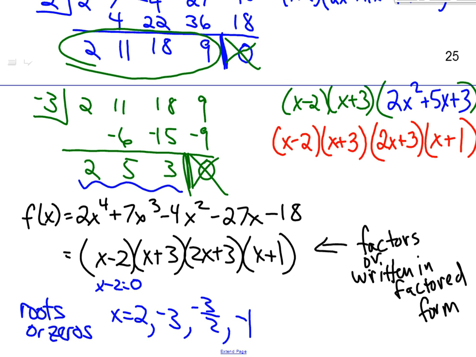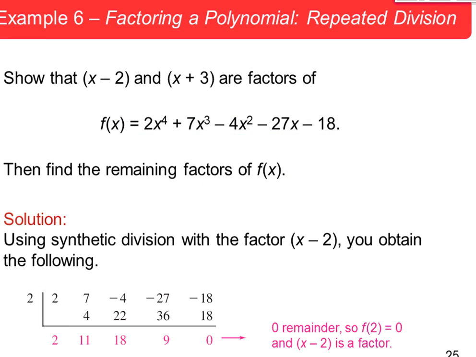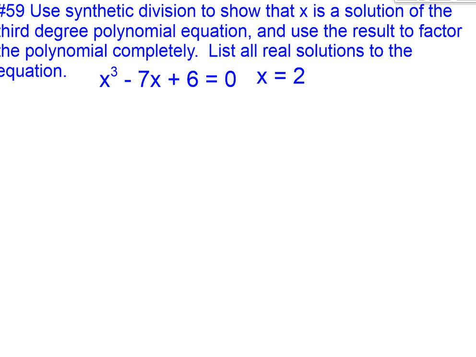Got it. Okay, so then our next problem is related. It says use synthetic division to show that x equals 2 is a solution of the third degree polynomial equation, and use the result to factor the polynomial completely. List all real solutions to the equation. So you'll notice I labeled this as 59. There's none really like this in the notes, although I just talked about this.